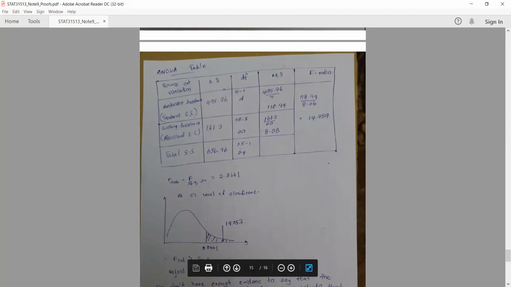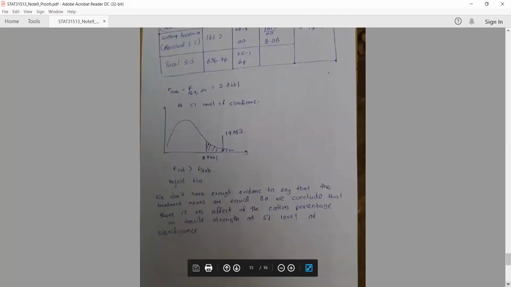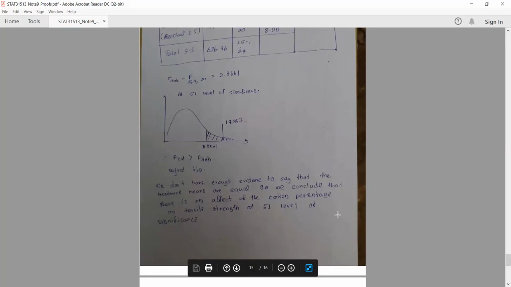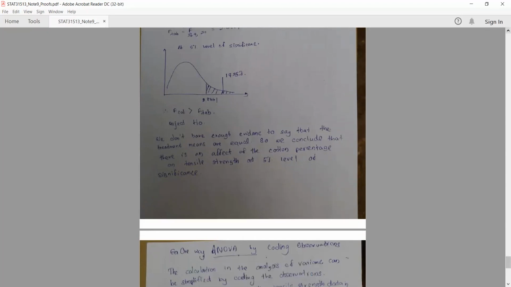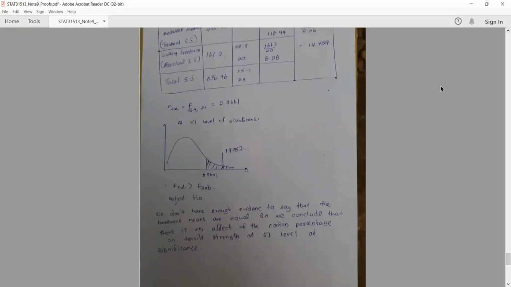So we can reject H naught. If we are rejecting H naught, we have enough evidence to say that not all the treatment means are equal, or the treatment effects are not all equal to 0, at the 5% level of significance. So this is how you perform a CRD using a given data set. In the exam also, when I give you the data set, you should be able to perform this CRD like this. Okay, up to that, do you have any questions?